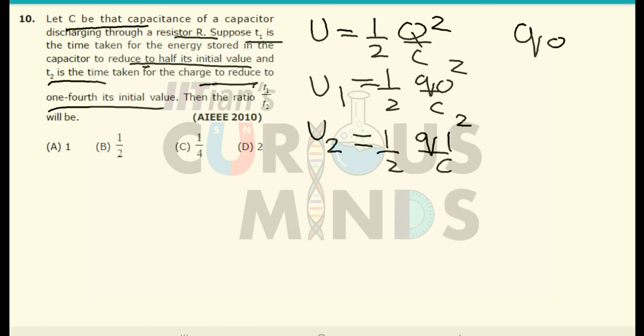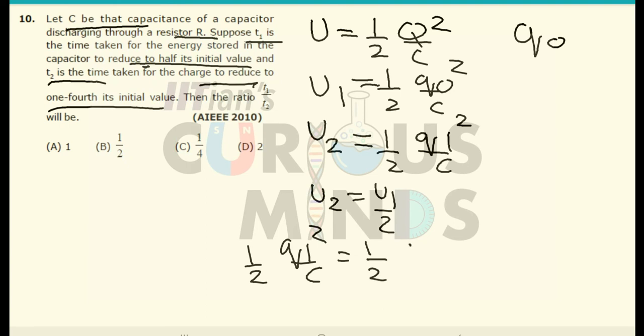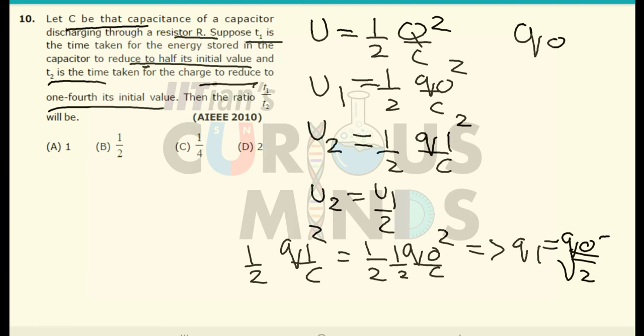So if the energy becomes half, I can say that U2 will be equal to U1 divided by 2. So when I substitute over here, U2 is equal to half Q1 square divided by C is equal to half of half Q naught square divided by C, which implies Q1 will be equal to Q naught divided by root 2. Q1 over here will be equal to Q naught divided by root 2. Let this be equation number 1.